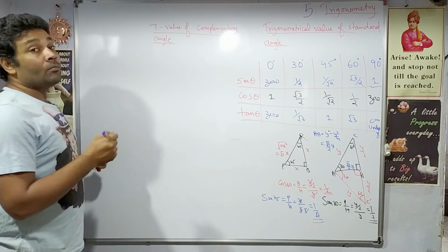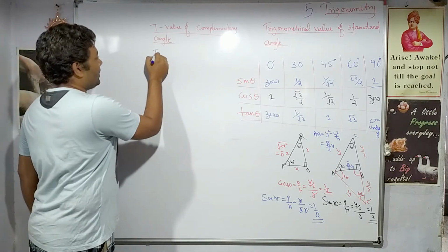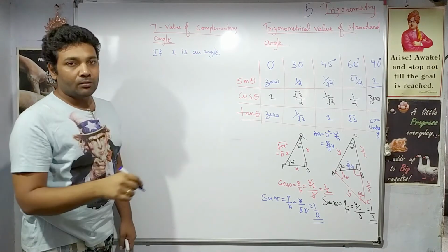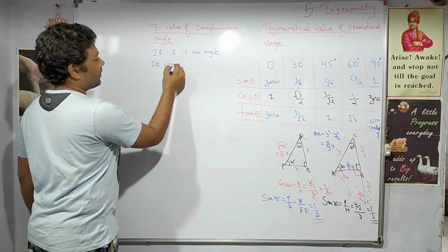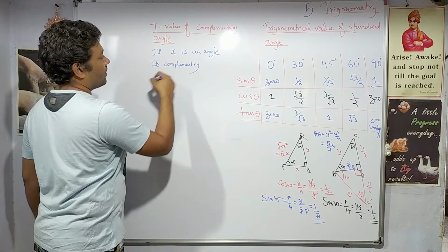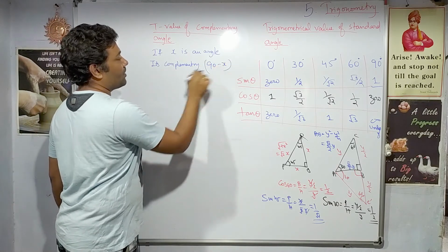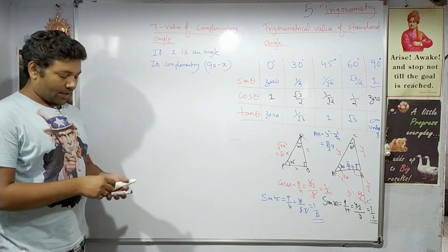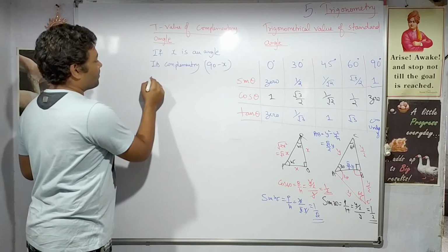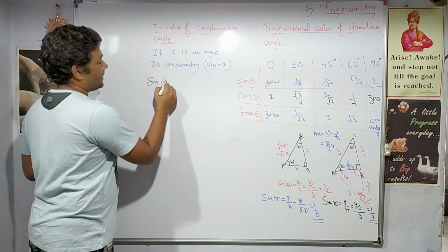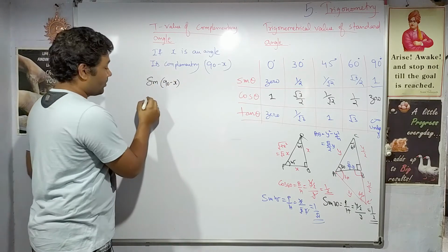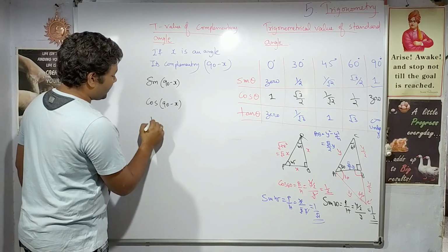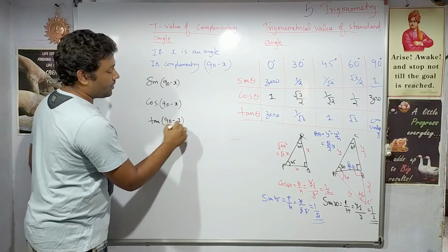Let's start. What do you mean by complementary angle? If x is some angle given to us, what will be its complementary? You have studied this in the lower class. 90 minus x is the complementary, right? So let us find the trigonometric values of complementary angles. Sine 90 minus x, what will be its value? Cos 90 minus x? Tan 90 minus x?